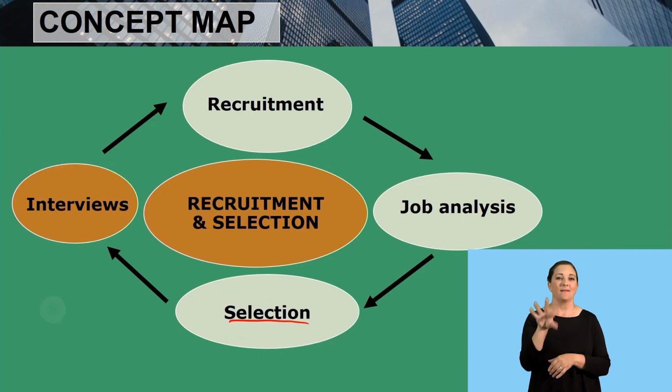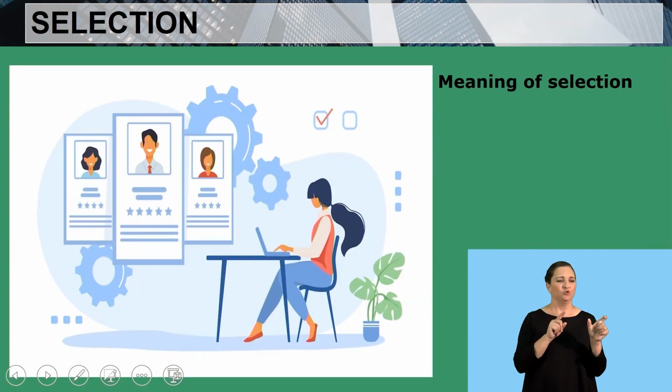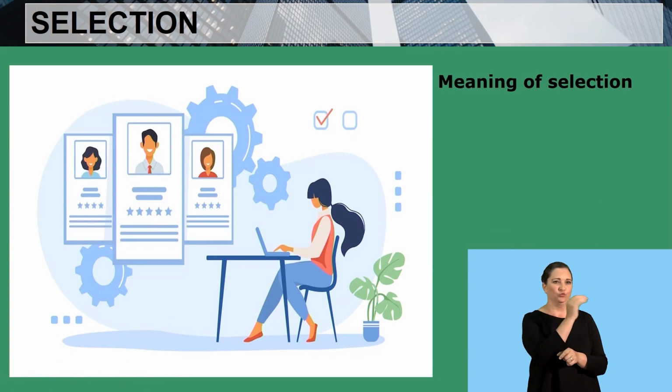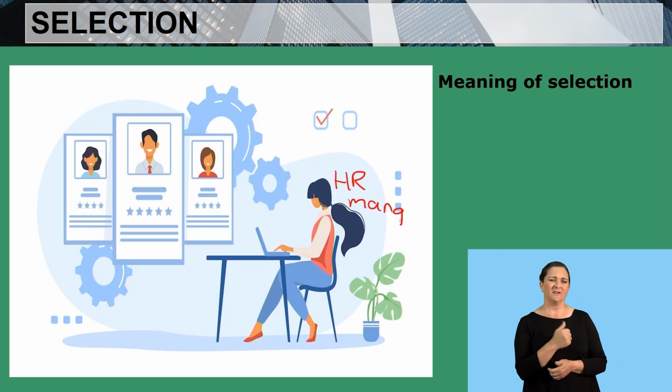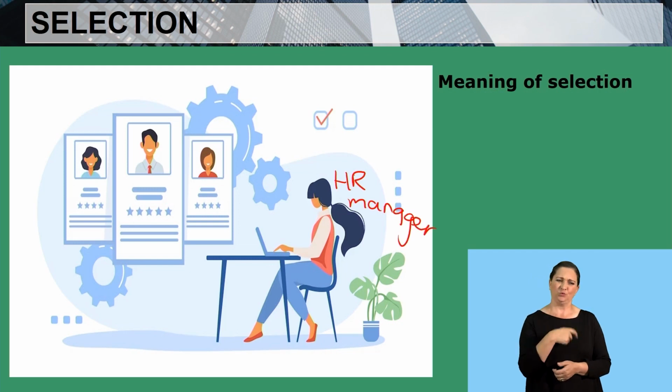Now let's look at our next concept, which is called selection. The word says it all, that we are selecting. As you can see from the picture, there is a person. Let's assume that this is the human resource manager. Then what do you think the person is doing?